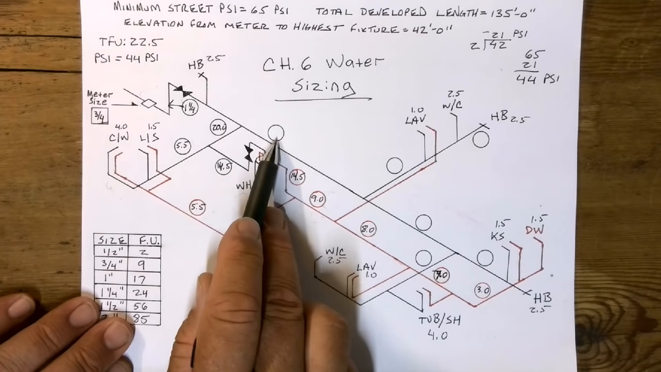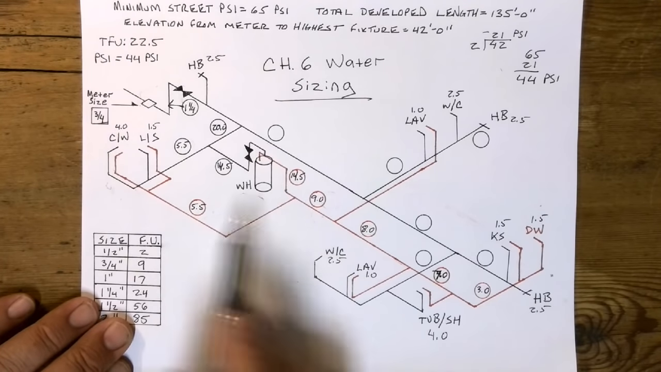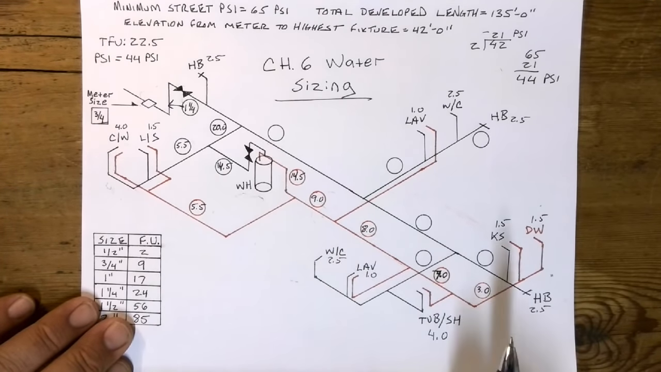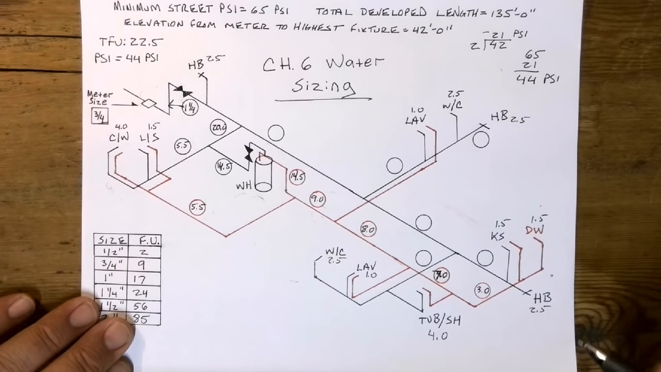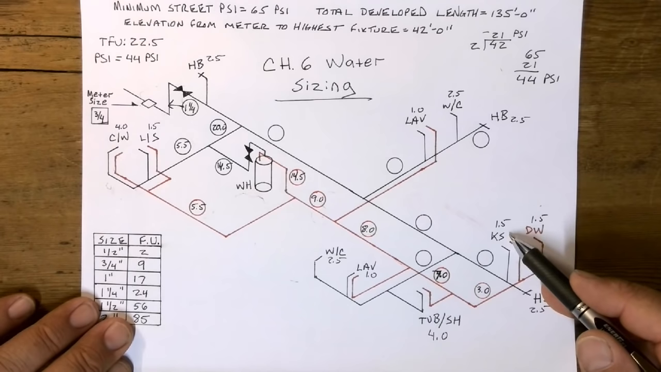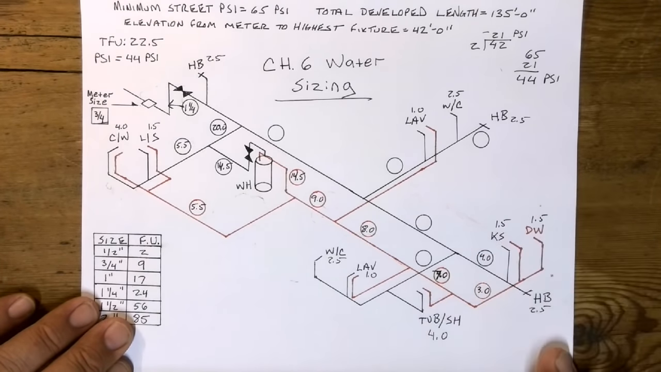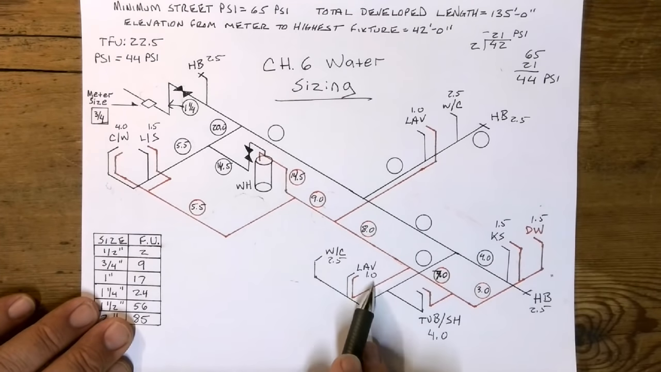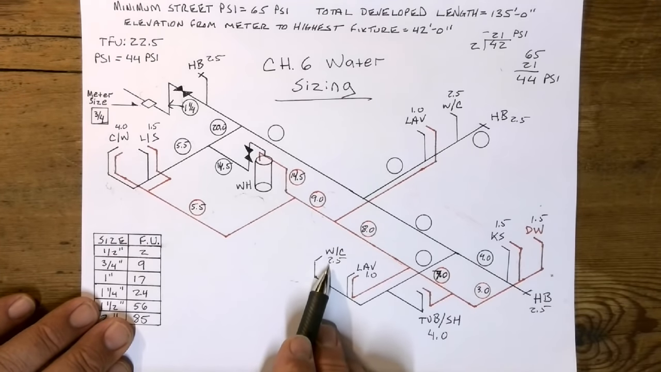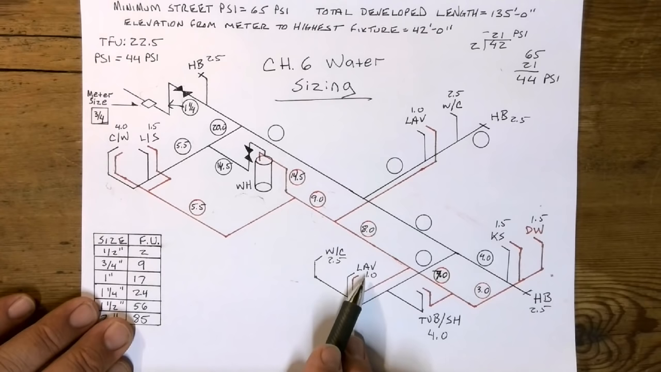How about here? Can I make this one? Can I calculate this guy yet? No, because I haven't done these. So now I go back up here. I got a hose bib, 2.5. I got a kitchen sink, 1.5. So that's a total value of 4. Okay. I got the 2.5 and the 1. So I got 2.5 for my water closet, 1 for my lav.